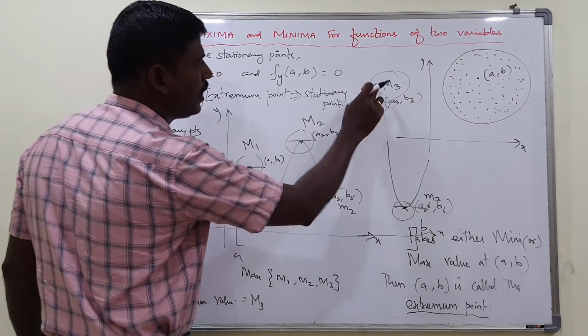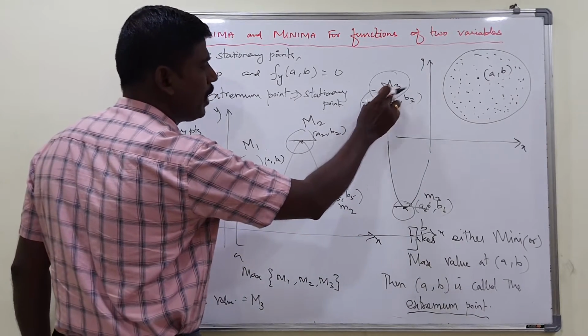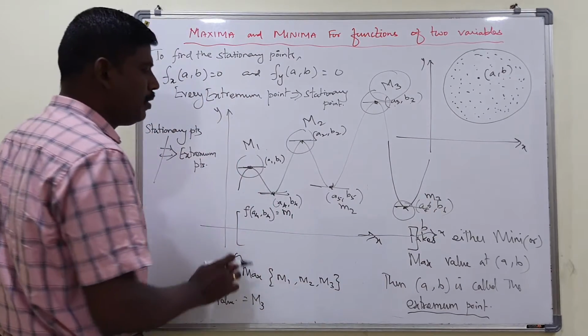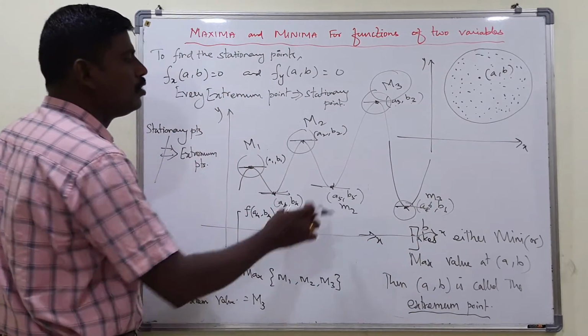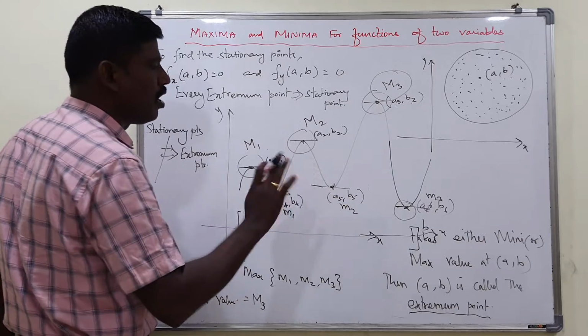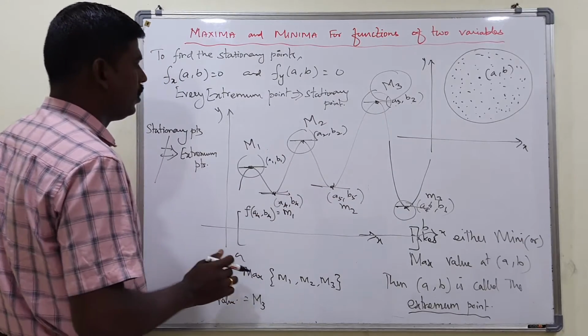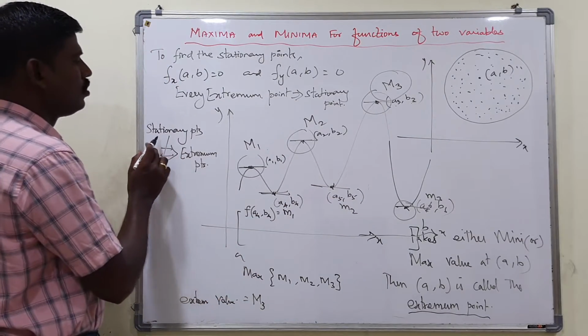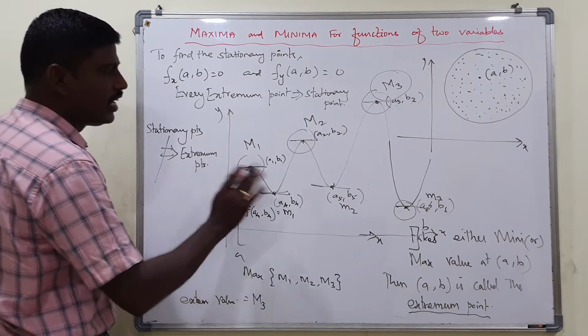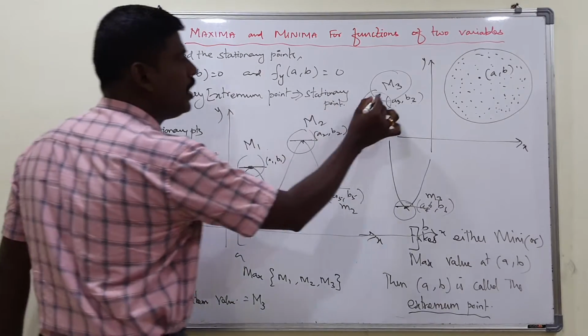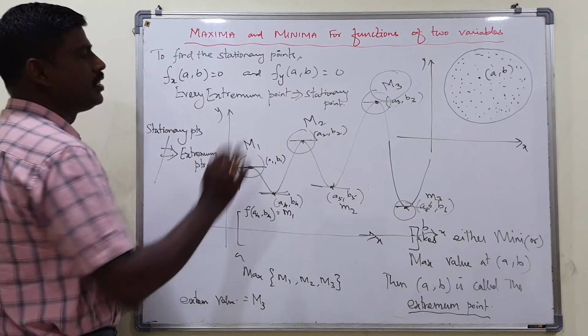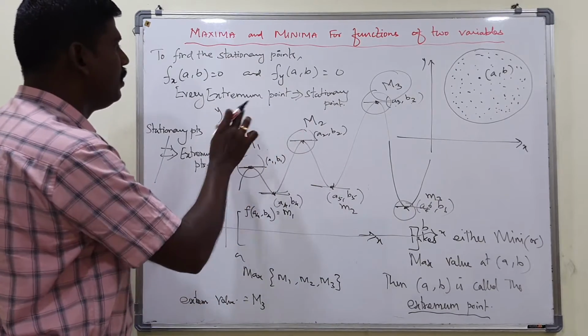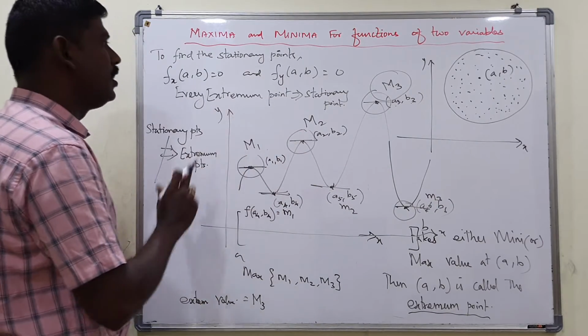So these two are the only extremum points, because this is the overall maximum and this is the overall minimum in the interval (a, b). All the other stationary points are not extremum points. So every extremum point is a stationary point, but not every stationary point is an extremum point. That is the only difference between an extremum point and a stationary point.